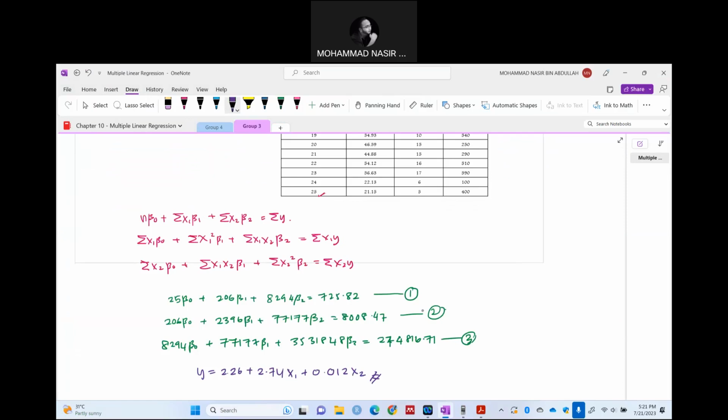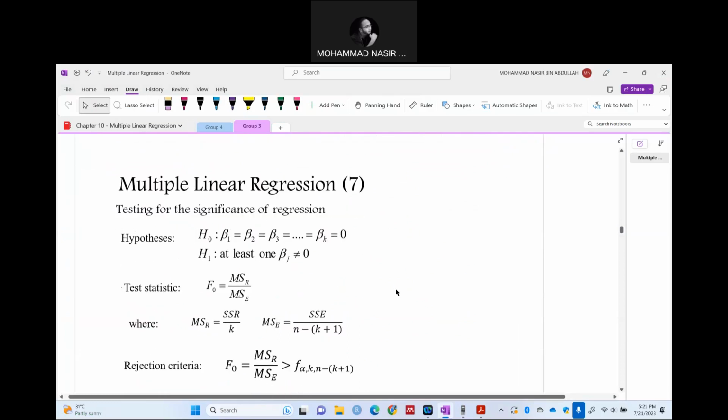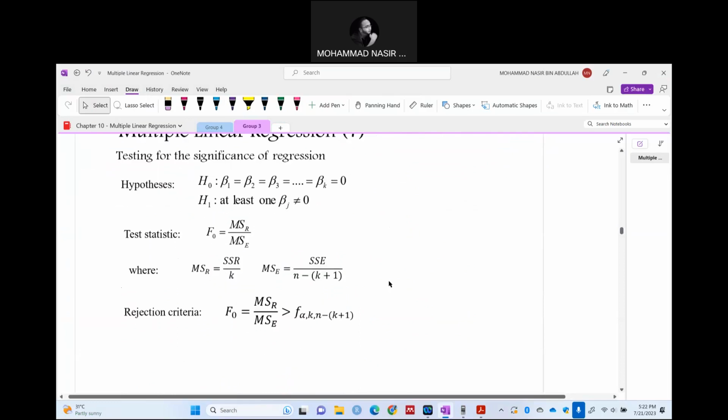Okay, done. Any questions so far? Question? No question? Right. Let's continue to the next slide. So multiple linear regression.